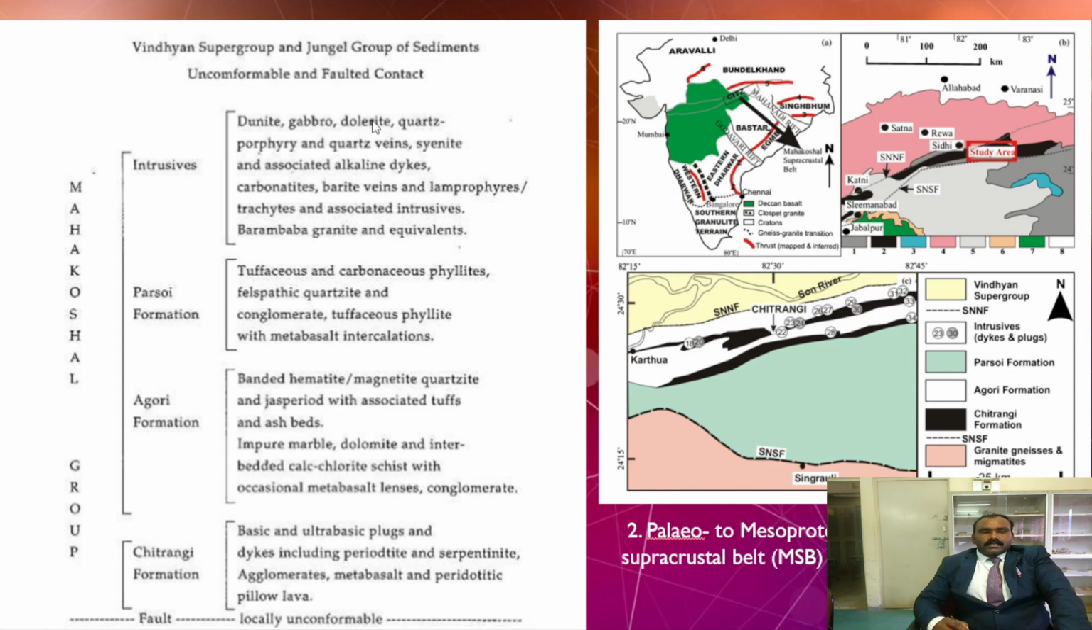Coming to the Vindhyan supergroup, it is also one of the Proterozoic platformal basins. We have various parts of the Vindhyan supergroup, and one of them, the Mahakoshal, is also one part, that is the Chitravati formation, which is separated by an unconformity, followed by the Agori formation, Parsoi formation, and other intrusive rocks that occur in this region. And this is part of the Mahakoshal supergroup or the Mahakoshal belt.